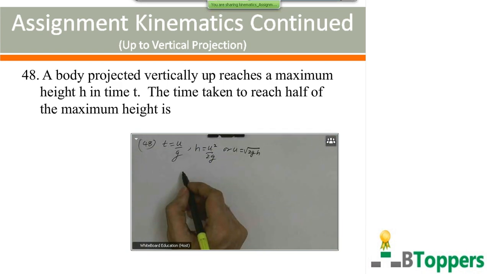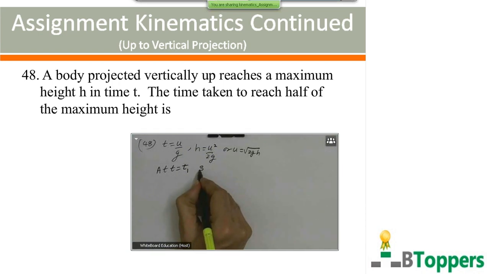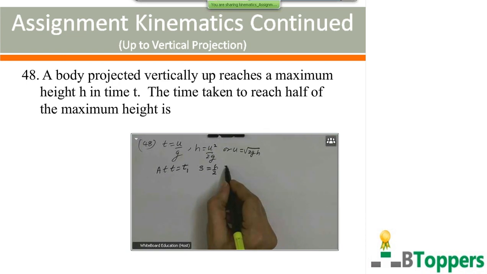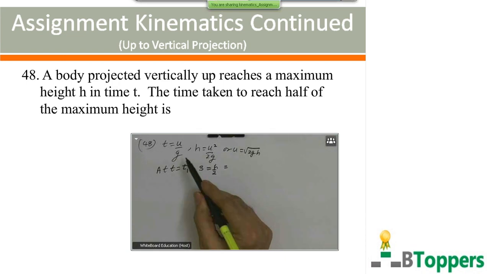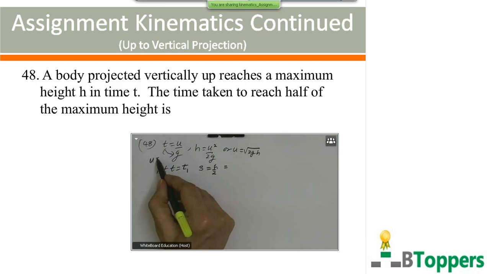You have to find the time after which it reaches half of the maximum height. So let t1 be the time after projection at which it reaches half of the maximum height, and that is equal to h by 2. You can write h equal to u square by 2g. You can express it in terms of time t because the answer is required in terms of time t. From this equation you can write u equal to gt.